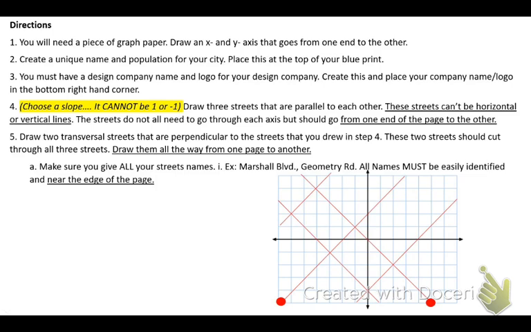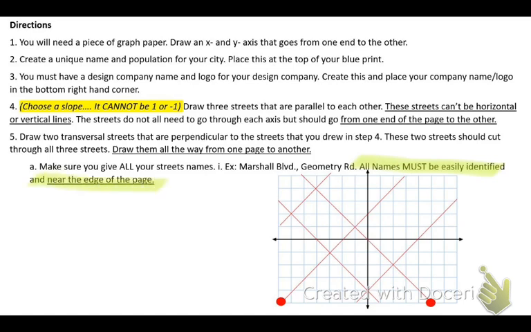Notice how both of these lines touch all 3 of my parallel lines, all 3 of my parallel streets. That make sense? Okay? So again, from one end of the page to the other, and they do need to go through all 3 streets. Capiche? And then after that, you make sure you give your street names. So whatever you decided to theme your project, this is where it would come in. You need to highlight. All names must be easily identified and near the edge of the page.